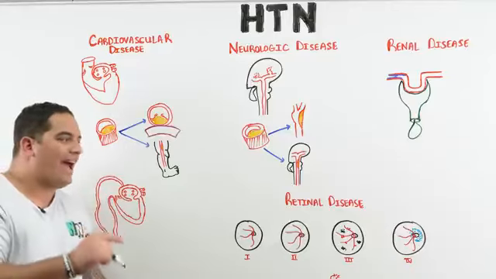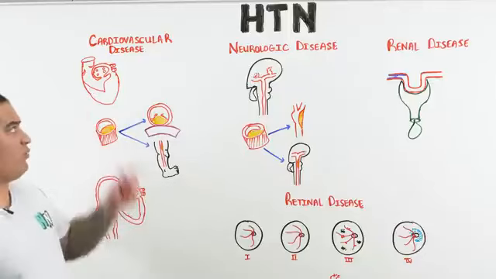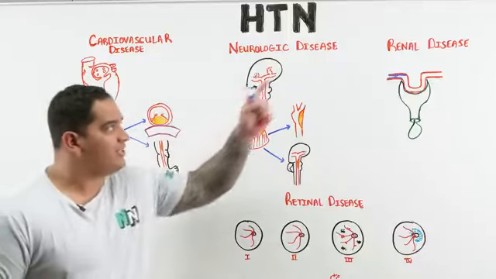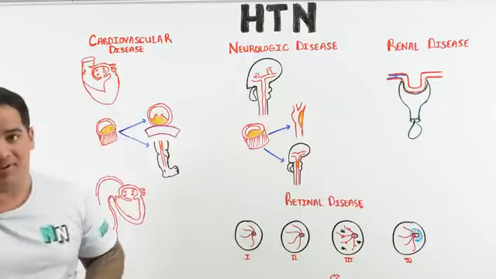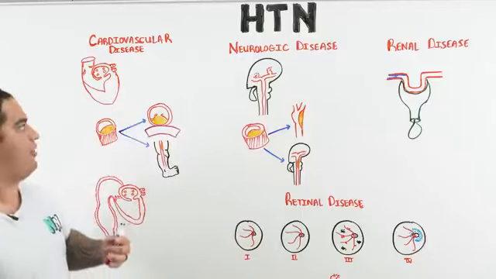Now, patients who have target organ damage are usually going to come in a couple different flavors. One is cardiovascular disease, neurological disease, renal disease, and retinal disease. These are the common features of injury and complications from high blood pressure.